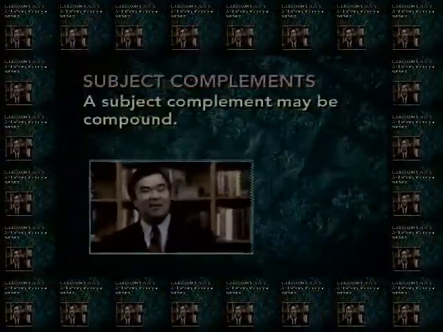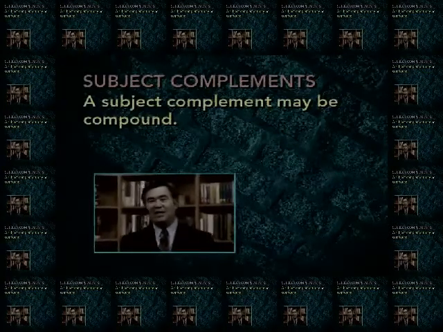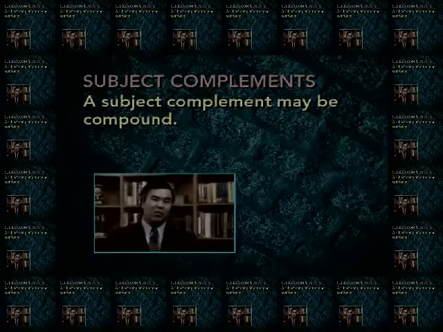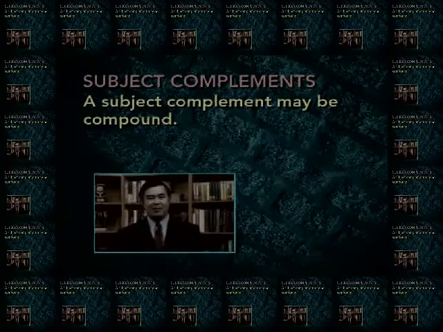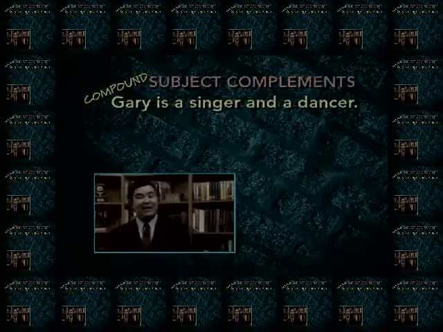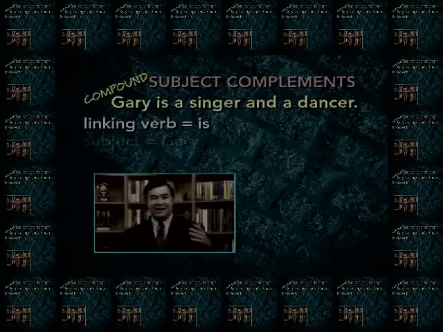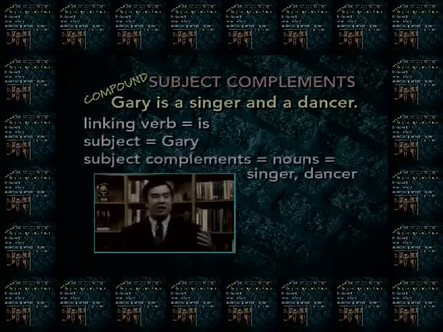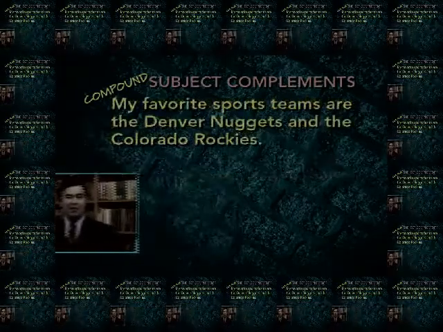So once again, a subject complement follows a linking verb, and it can be either a noun or a pronoun or an adjective. And just like the other forms of sentence complements that we've looked at in this program, a subject complement may be compound. In other words, there may be more than one word included in the subject complement, and the two or more words would normally be joined by a coordinating conjunction. For example, Gary is a singer and a dancer. Here we have the linking verb is, linking the subject Gary to two words which are nouns, which are the subject complements, singer, dancer. One more example.